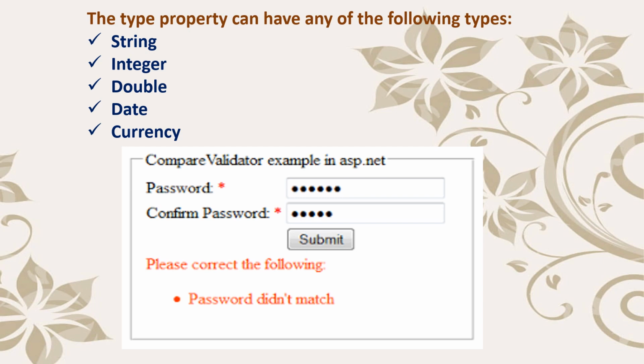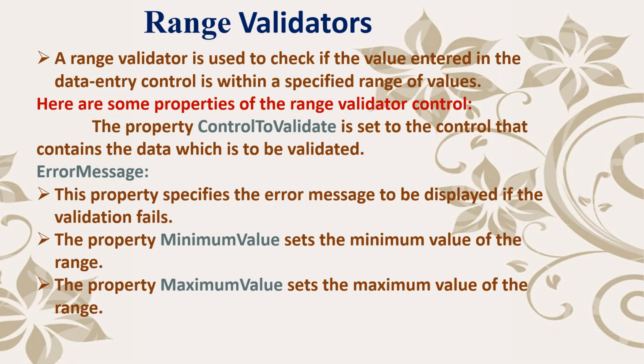So if it doesn't match, that is the password doesn't match with the confirm password, naturally the error message will appear since it has been linked with the compare validator. So password doesn't match. The next validator is a range validator.